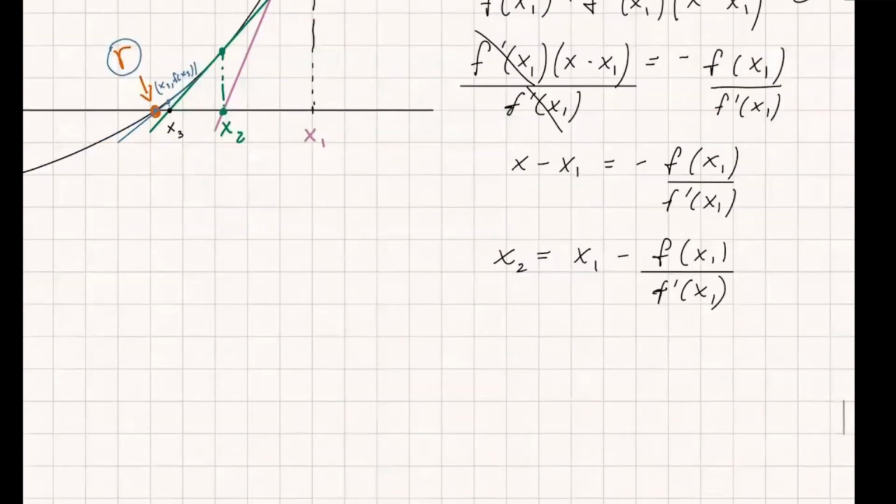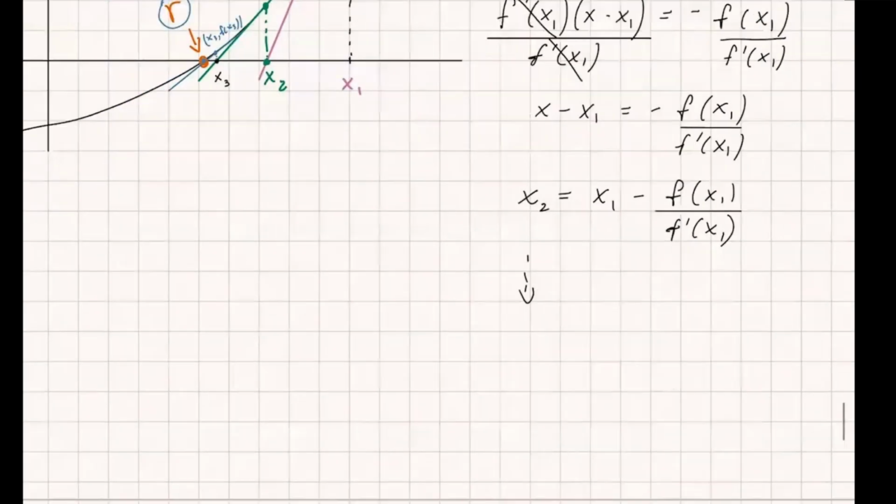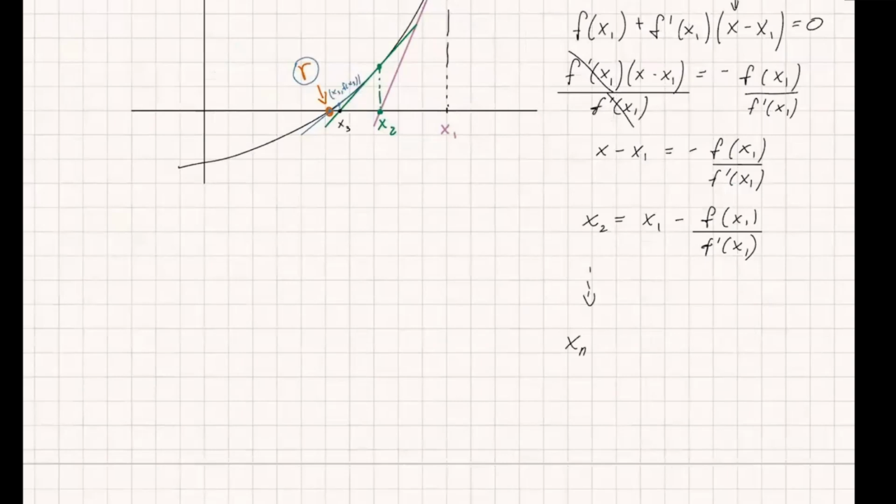So if you repeat this process, you'll see that eventually you'll land to this formula: x sub n plus 1, the next iteration of x, is x sub n minus f of x sub n divided by f prime of x sub n. And that would be the general formula.